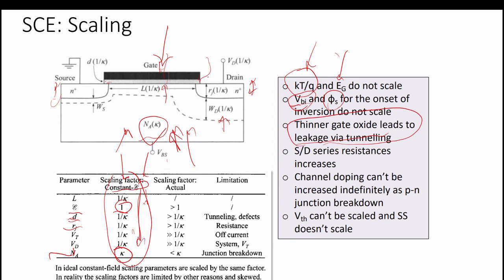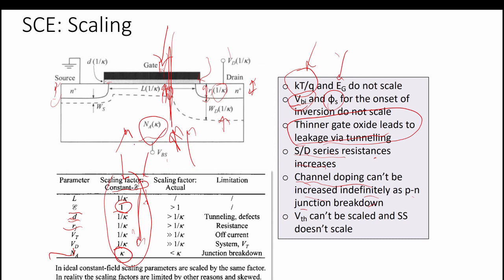If we decrease the thickness of the gate dielectric, there will be tunneling between the gate and the semiconductor. If tunneling is happening, this is the leakage current. And source drain series resistance will increase, because we are decreasing Rj by a factor of 1 by k, so the series resistance will increase.